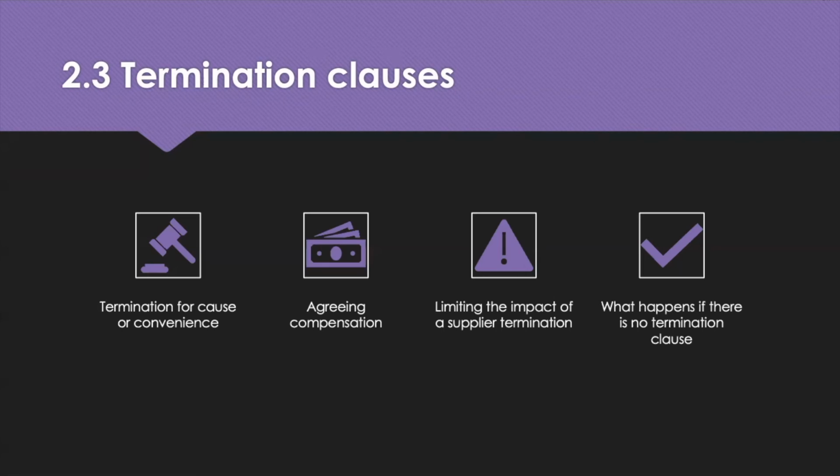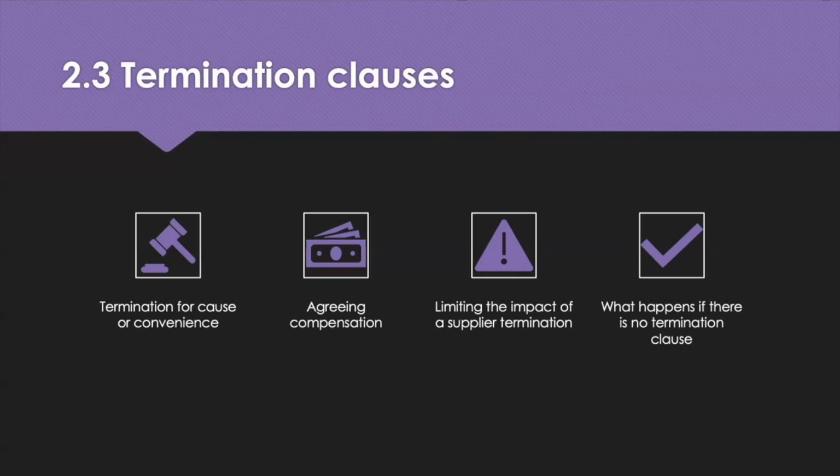And then in terms of limiting the impact of a supplier termination, this is one of the downsides, I suppose, of termination clauses. It can have a major impact on a project and takes time and expense from a partnership with a major supplier. And then to lose them midway through a project can really lead to lots of delays and extra costs and a lot of associated risks.